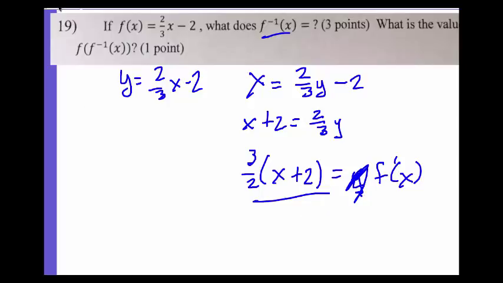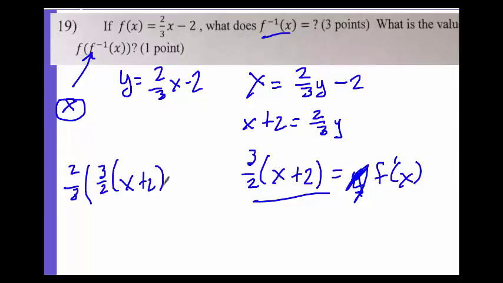There's the first part. And then we also want to know what is f of f prime of x. This is just simply checking, so our answer should be just x if we did our inverse right. So let's put this in place of x: 2/3 times 3/2 x plus 2. That is 2/3 times f prime of x, and then the minus 2 at the end.